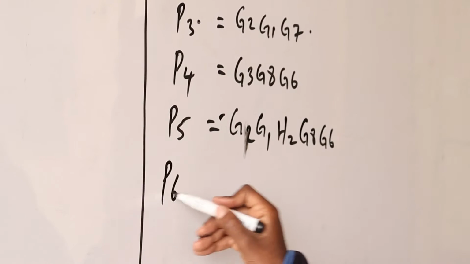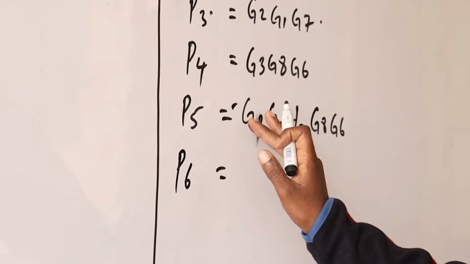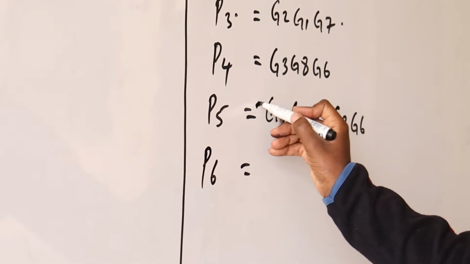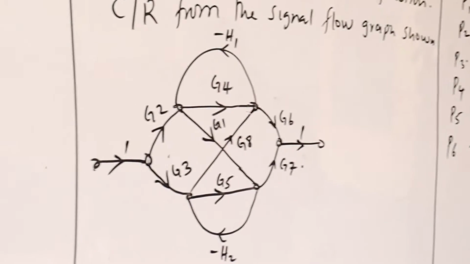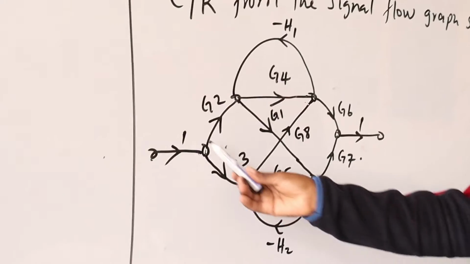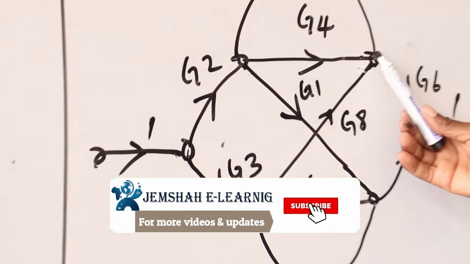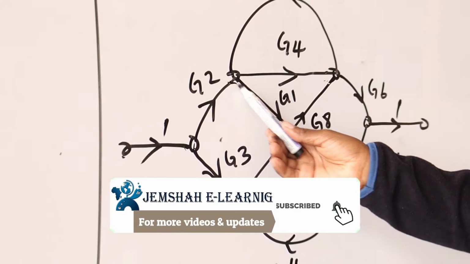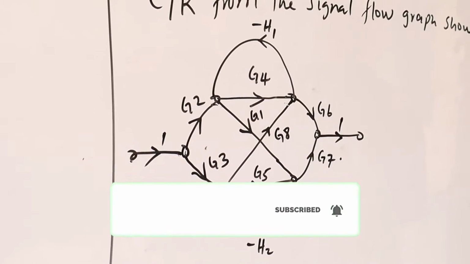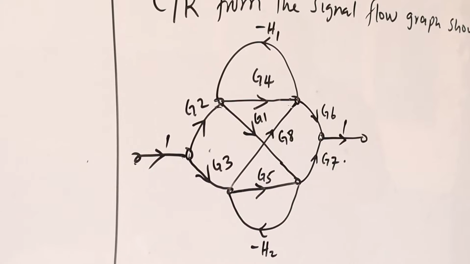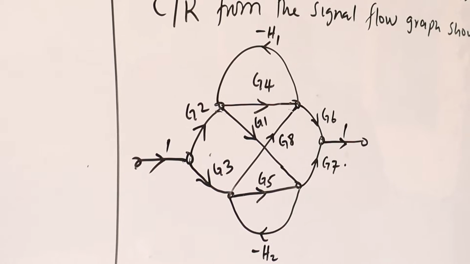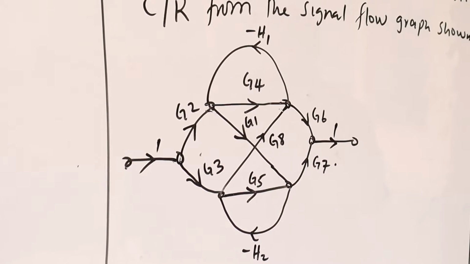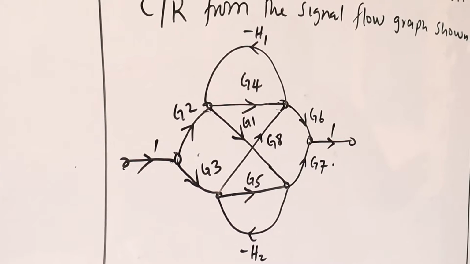We can talk of P6, the path number 6. Of course, that one should be a negative, so remember this is a negative. We can talk of G3, G8, minus H1, G1, G7. If you look at it, we have not changed the direction of any arrow, and no node is traversed more than once. The path has to pass through a node once, and that is what we have maintained.